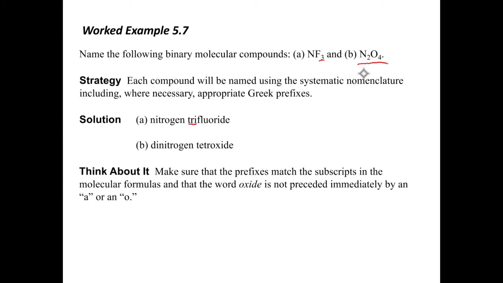The next one here we have N2O4. We have 2 nitrogen, so we'll say dinitrogen. That's important because we have more than one. If we just had one, we would leave it off. Then we have 4 oxides. So we go back to our Greek prefixes and find the one that goes with 4, which is tetra. We're going to drop the A, so this becomes tetroxide.